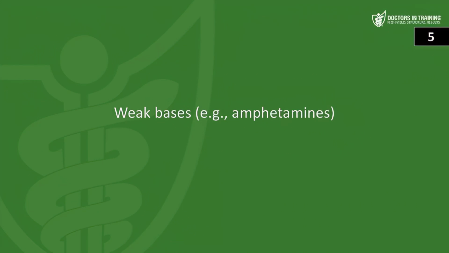Which medication overdose can be treated with ammonium chloride? This is going to acidify the urine and trap weak bases. So this is used for treating overdoses of drugs that are weak bases, such as amphetamines.